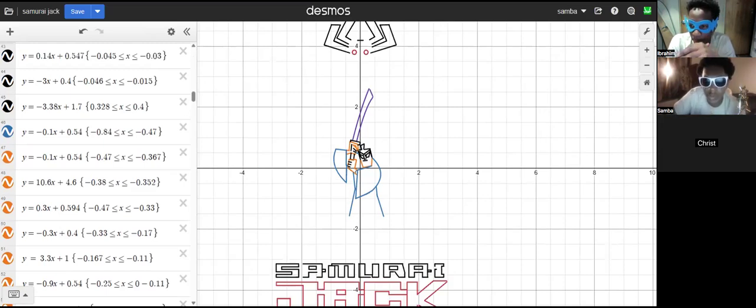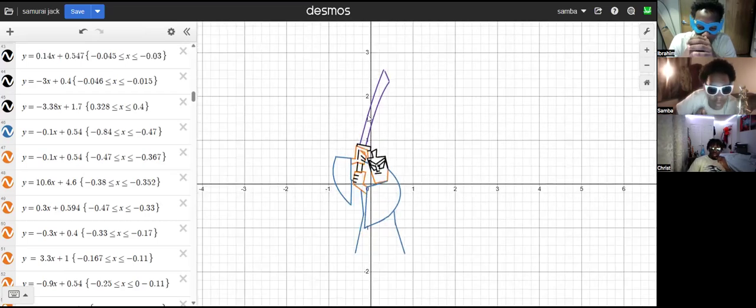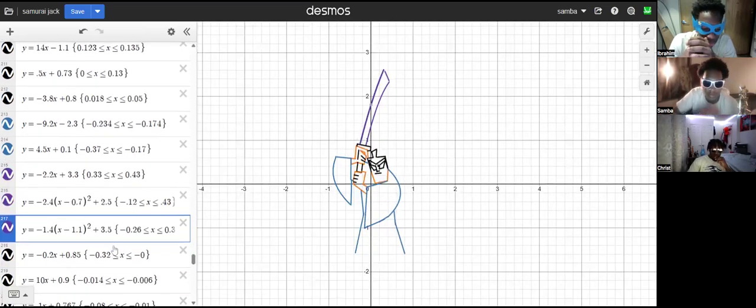Where's the place that we've used the quadratic equation? On the sword. We've used it on the purple amethyst sword. Let's zoom in. Let's tap it. Boom. The a value is negative 1.4.